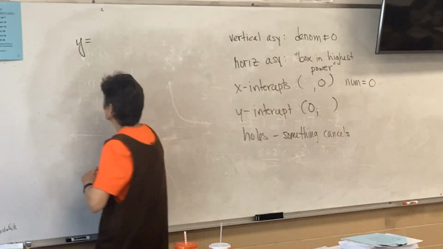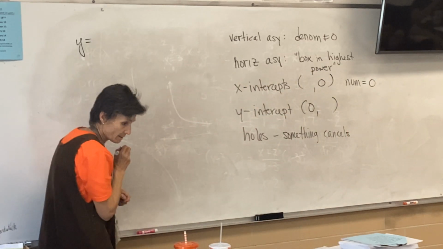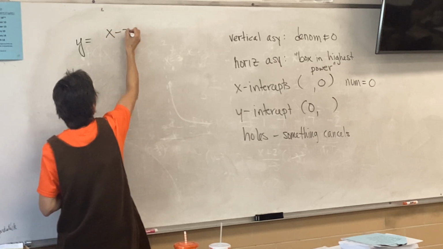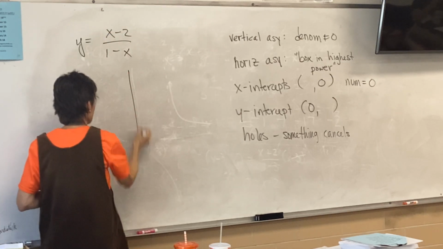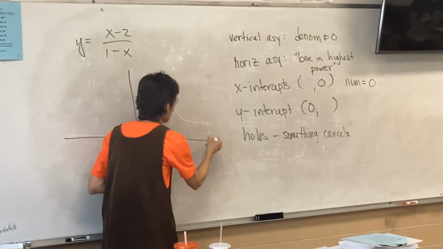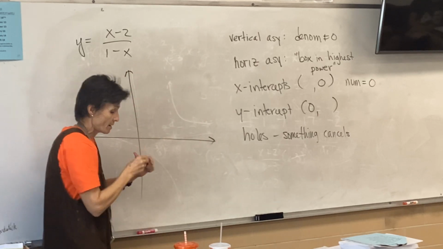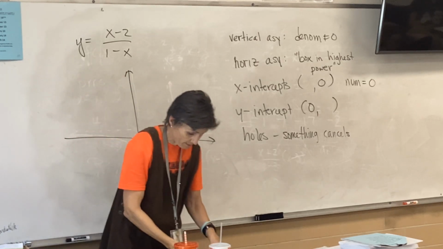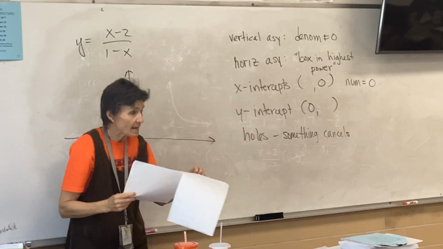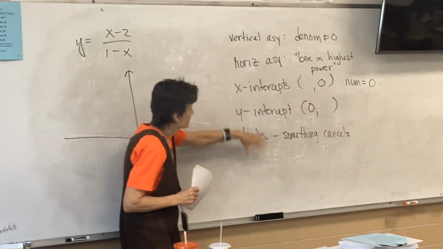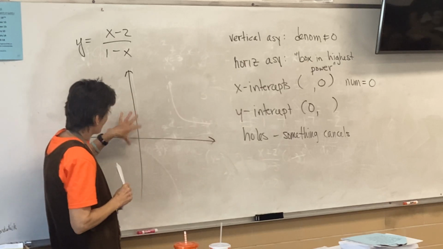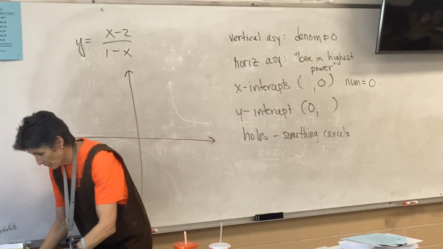Alright, so here we go. What is it? (x minus 2) over (1 minus x). Alright, take a second. I know we've only done one, but a lot of this is review conversation. So while I'm putting the attendance in, take a second and see how many of these things you can get into the picture on your own.